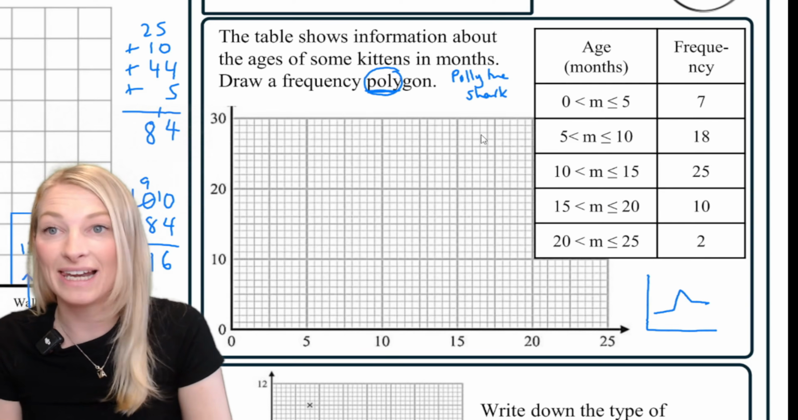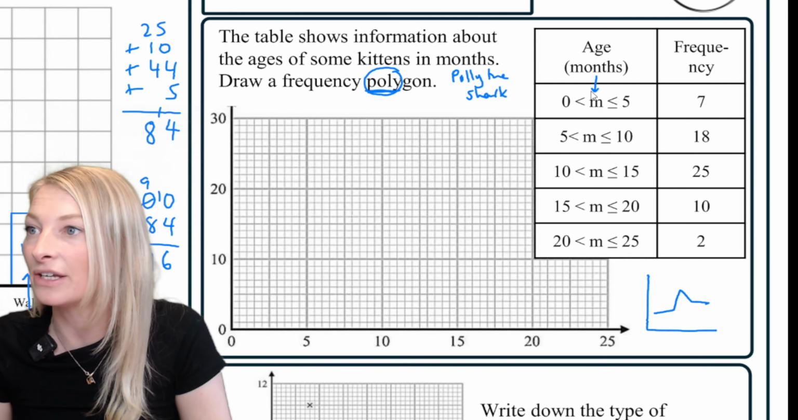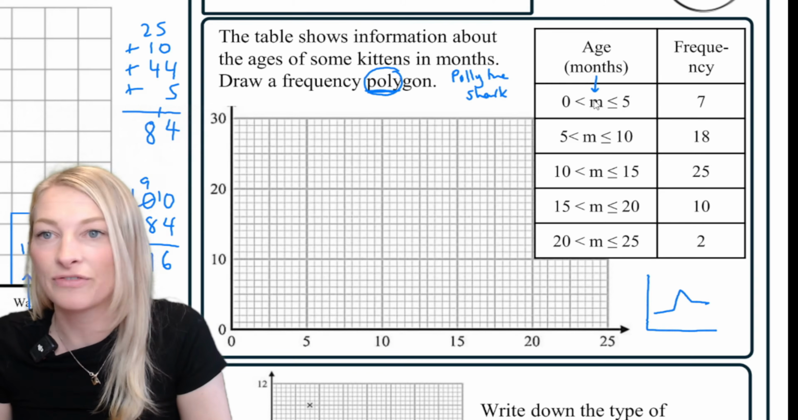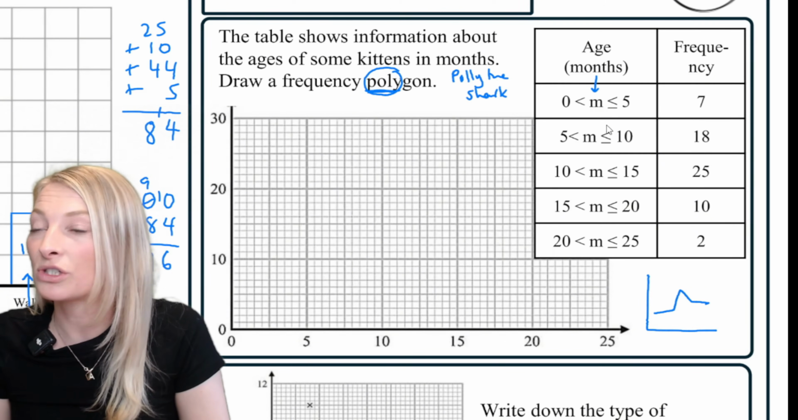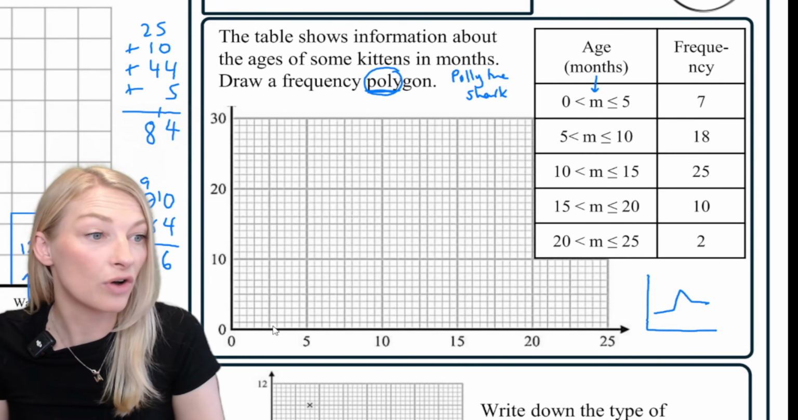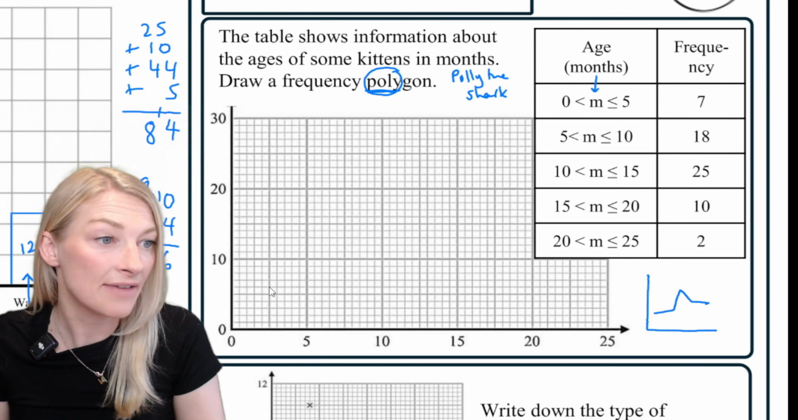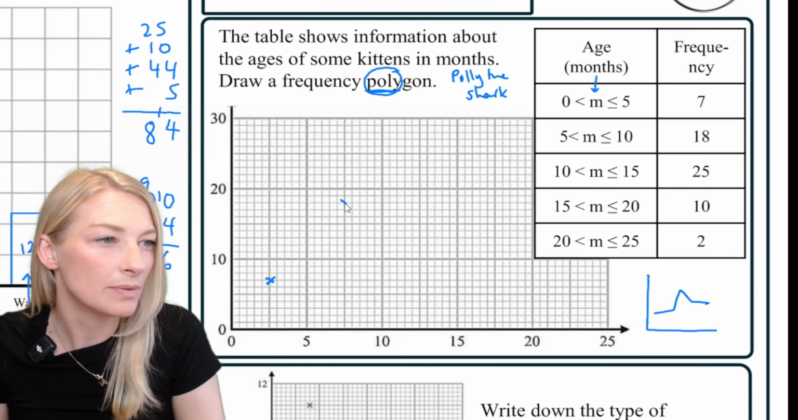And Polly the shark lives in the middle of the ocean, and that is your reminder that when we're plotting these values, we're going to go in the middle of the category. So if the category goes from 0 to 5, I want to plot my point at 2.5 in the middle. So you're going to go to 2.5 down here, and you're going to go up to 7, and 7 is there. You're going to go between 5 and 10 and go up to 18, which is there.